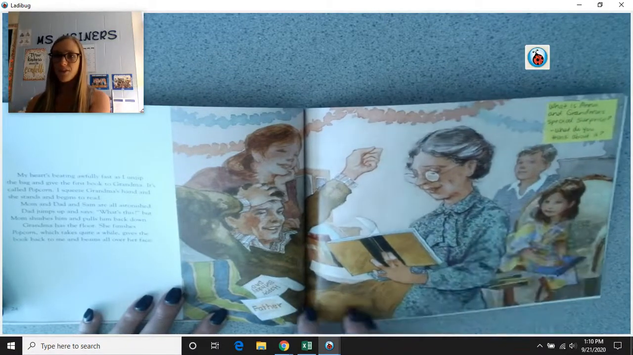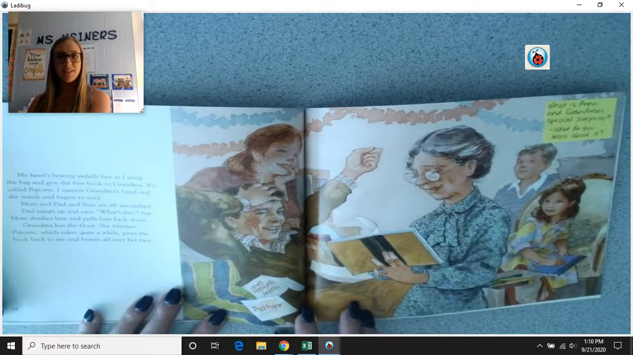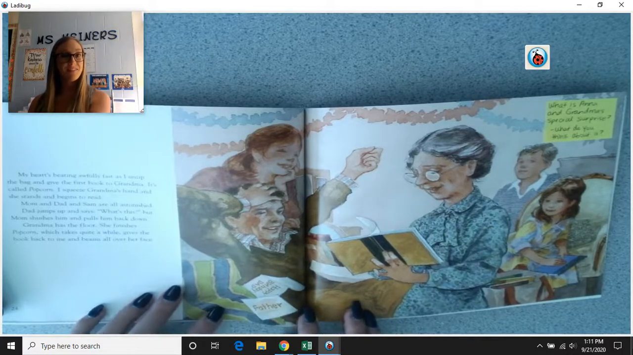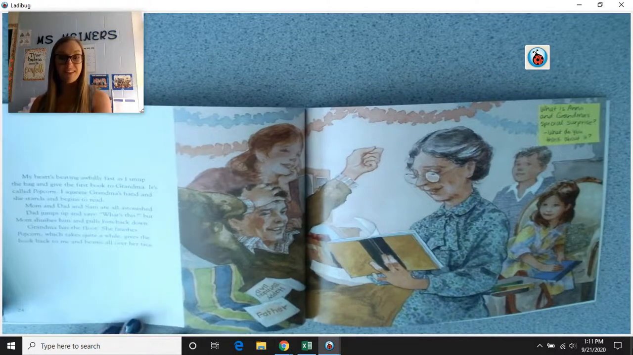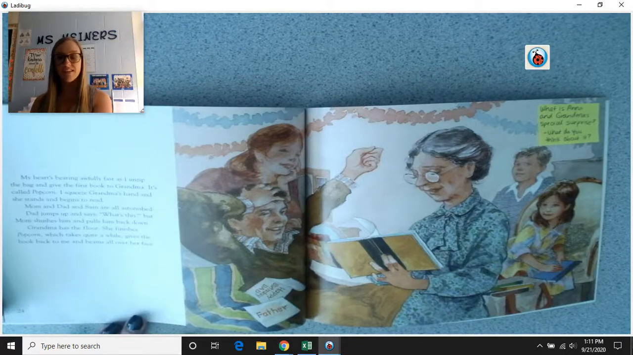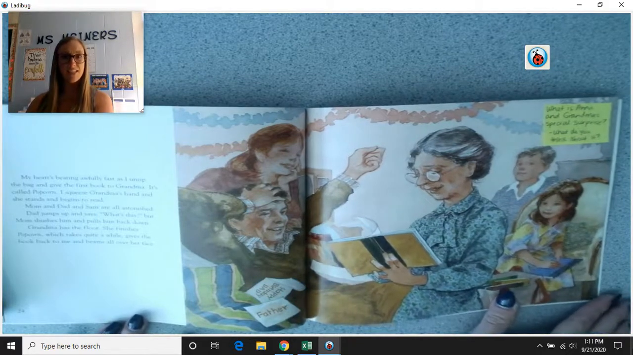So let's take a look at Dad and Mom and Anna and Sam as Grandma is reading the book. So let's look at our question. What is Anna and Grandma's special surprise? Have you figured it out yet? And if you have, what do you think about it? Is it what you were expecting? Pause the video and take some think time. How are you feeling about this surprise? And why do you think it's such a big deal?